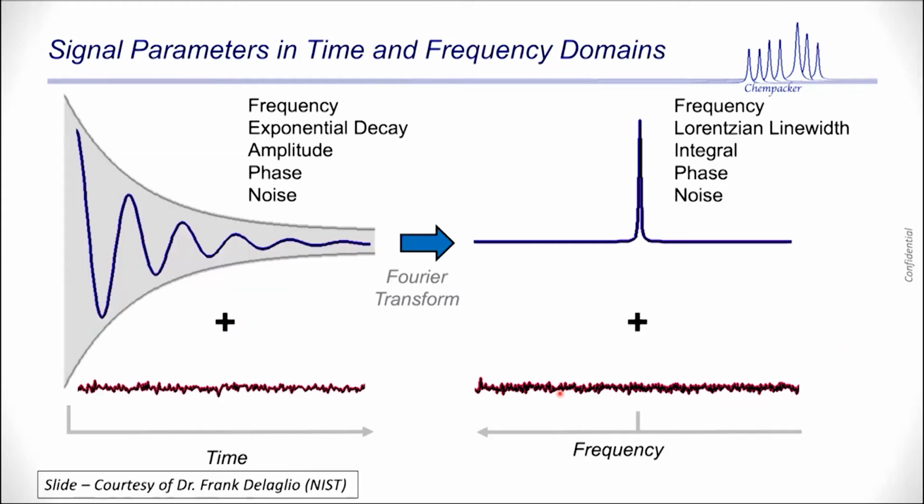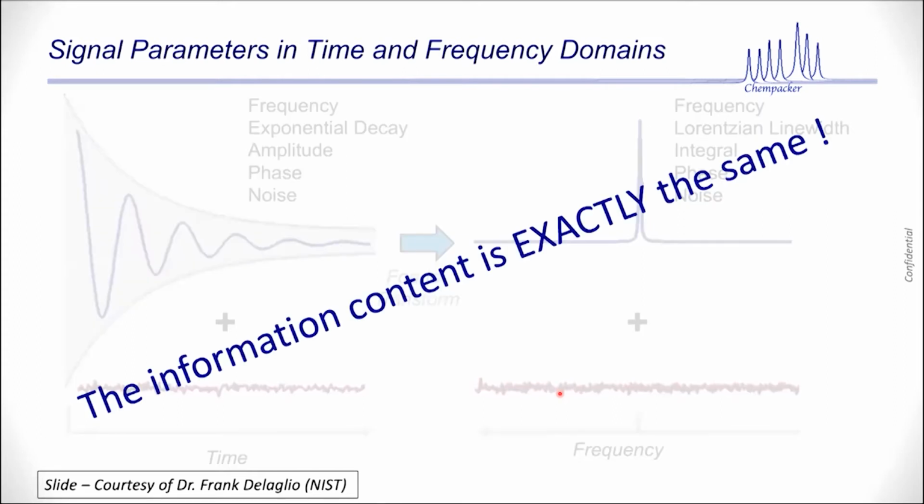This is a slide that, obviously, I stole from Frank, a beautiful slide. In the time domain, you have a frequency, exponential decay, amplitude, phase, and noise. The Fourier transform gives you frequency, Lorentzian line width, integral, phase, and noise. It's the same thing. And the point being, the information content is exactly the same in both cases, whether you are in the time domain or in the frequency domain. It is how you extract that information that changes.